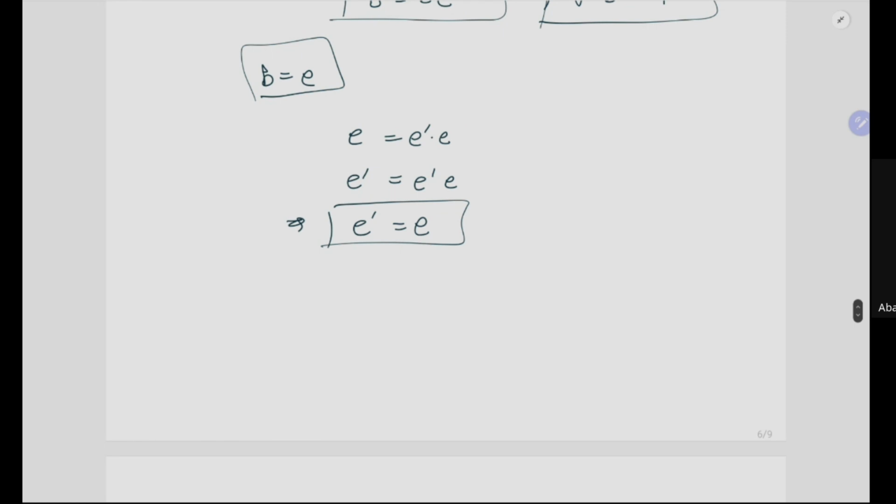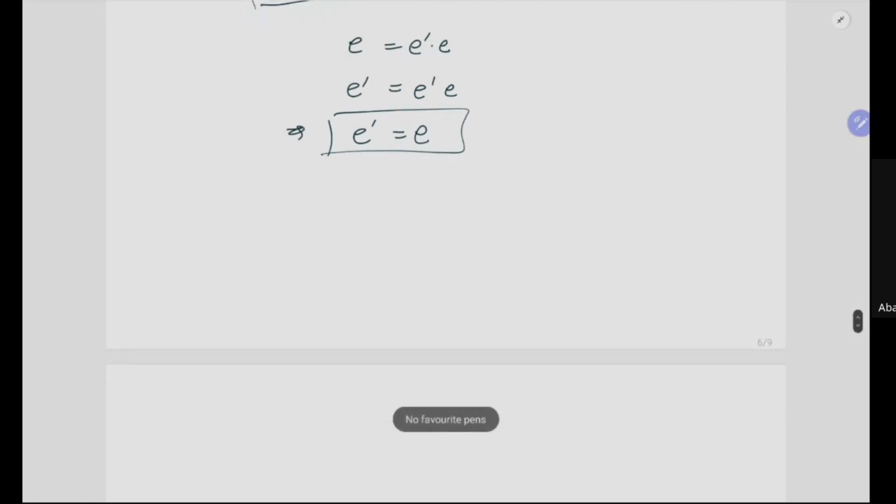It was nothing. We just had to choose the B smartly. We already had E is equal to E dash, and we just had to choose the B or our A smartly.